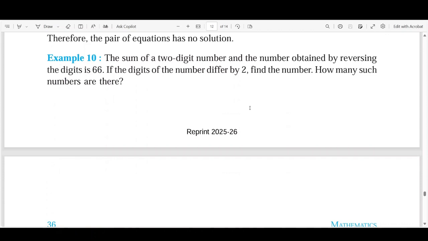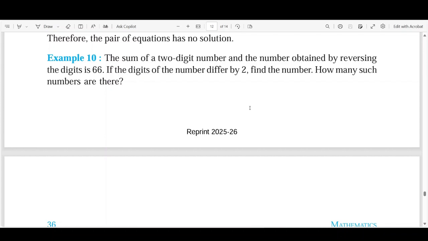Moving on to the example 10. The sum of a 2-digit number and the number obtained by reversing the digits is 66. If the digits of the number differ by 2, find the number. How many such numbers are there?